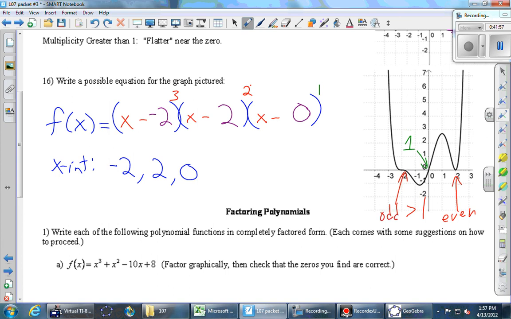Multiplicities are always positive. If you put a negative up here, it's not even a polynomial anymore, and that's all that we're talking about. Good question. Okay, so last thing. We've got our answer up here.